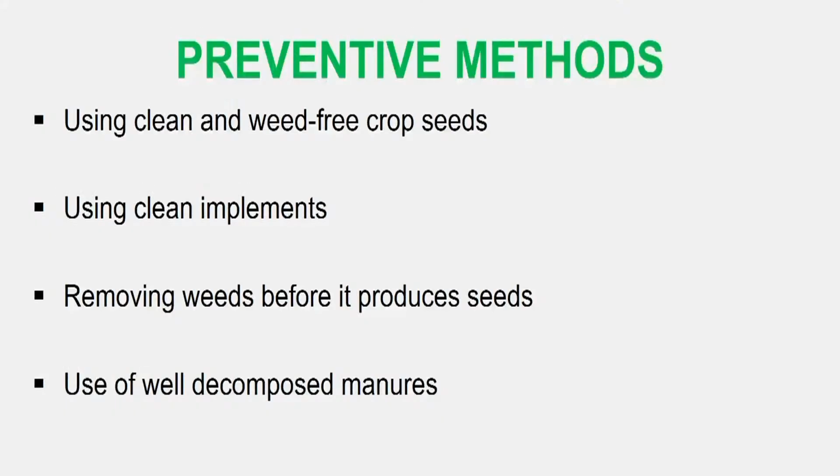Now let's first see what are the preventive methods that are mostly used in the field. In case of preventive method, we recommend using clean and weed free crop seed, using clean implements, and we should remove the weeds before they produce seed, and we should also ensure that well decomposed manures are applied in the field.